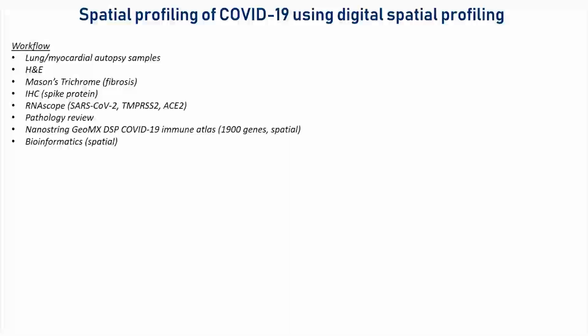And this was an interesting study because there was an Ackerman et al. paper in May in the New England Journal, which did bulk gene expression analysis of autopsy samples comparing COVID versus pandemic H1N1. What we did for this cohort was we had COVID, pandemic H1N1, the 2009 strain, and the normal healthy lungs. We ran the H&E, Masson's trichrome for fibrosis, IHC for the spike, RNAscope for the virus, path review, and then the NanoString 1900 plex spatial assay plus spatial bioinformatics on top of that.